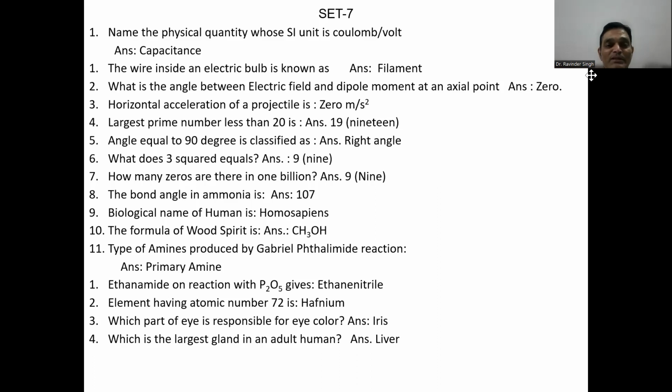The type of amines produced by the Gabriel phthalimide reaction? Answer is primary amine. Ethanamide on reaction with P2O5 gives ethane nitrile. Element having the atomic number 72 is hafnium.